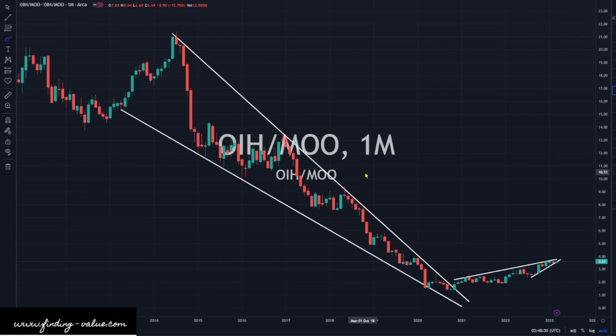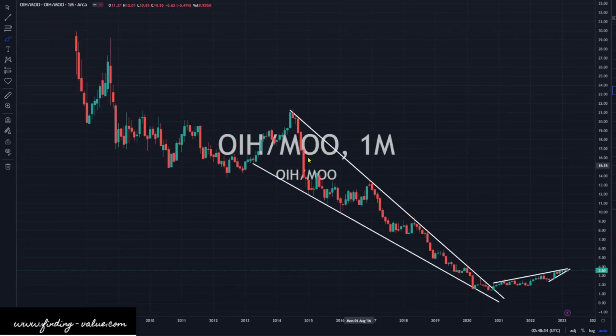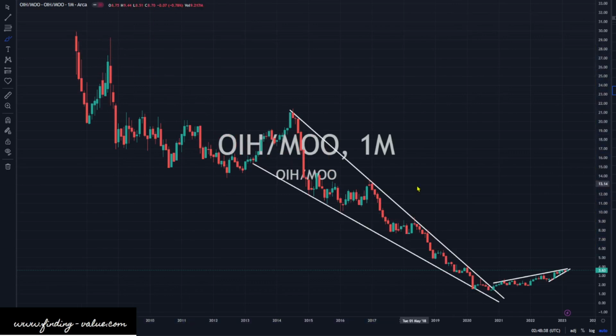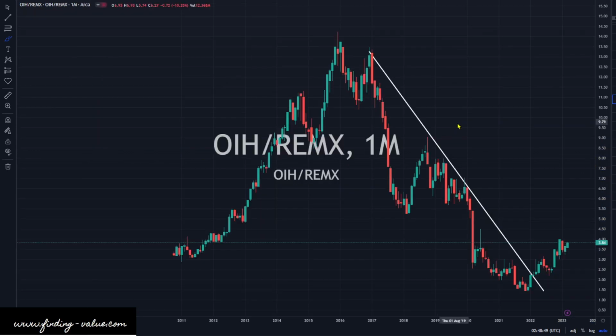Now, looking at OIH, energy service companies are ridiculously cheap against most everything. MU has had a massive outperformance over time, but now XOP or OIH is starting to come, and I think energy service companies are going to come into light here. So OIH looks good. OIH looks good against REMX. I think that's going to go higher.